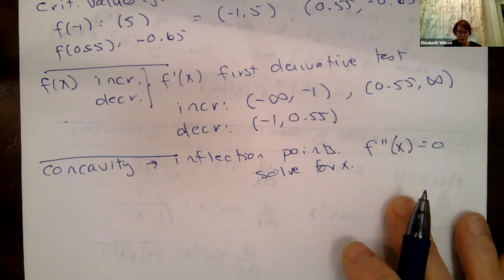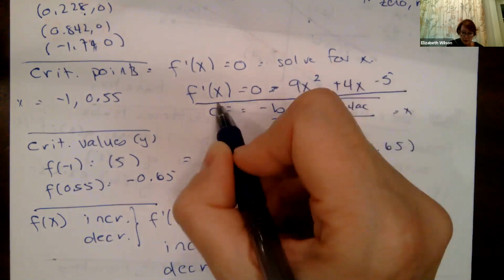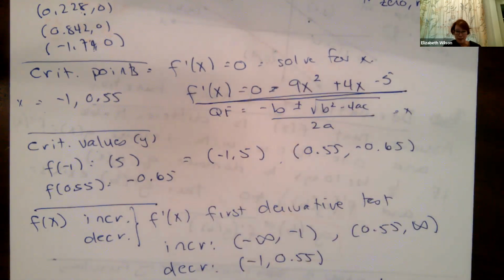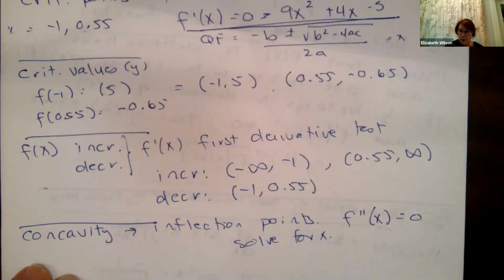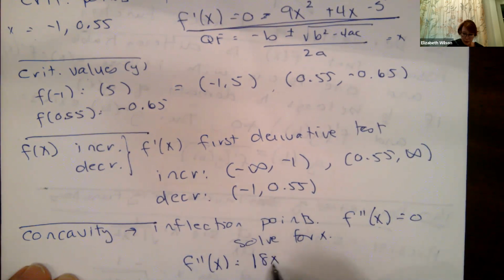Okay, so that means, right, I'm taking this function. Here's just my first derivative. I'm taking the derivative of that. Let's go ahead and do that. So I'm going to take my second derivative. Right, so my second derivative says 18x plus 4, and I need to set that equal to 0, right?